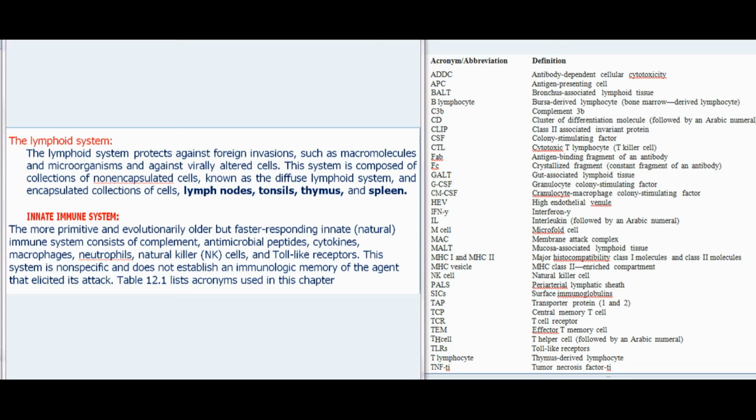Innate immune system. The more primitive and evolutionarily older, but faster responding, innate (natural) immune system consists of complement, antimicrobial peptides, cytokines, macrophages, neutrophils, natural killer (NK) cells, and toll-like receptors. This system is nonspecific and does not establish an immunologic memory of the agent that elicited its attack. Table 12.1 lists acronyms used in this chapter.